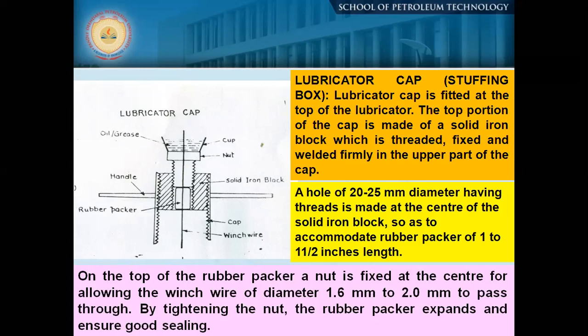So you understood? Now I'm just going through the slides. A hole of 25 mm diameter having threads is made at the center of the solid iron block, to accommodate a rubber packer of 1 to 1 1/2 inch length. On top of the rubber packer, a nut is fixed at the center for allowing the winch wire of diameter 1.6 mm to 2 mm to pass through it. By tightening the nut, the rubber packer will expand and ensure good sealing. Only this rubber packer, with tight tightening of this nut, will squeeze and hold the wire strongly.